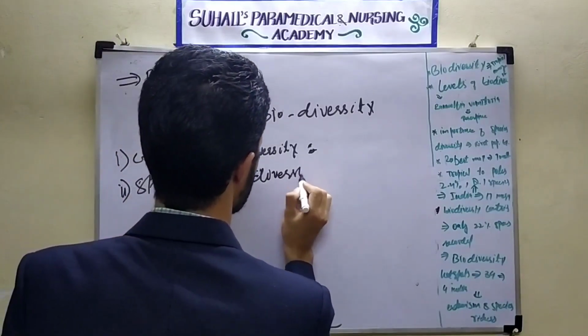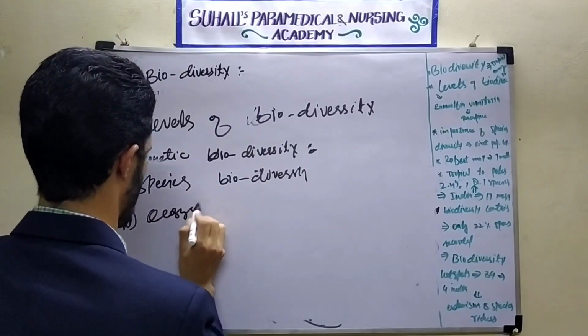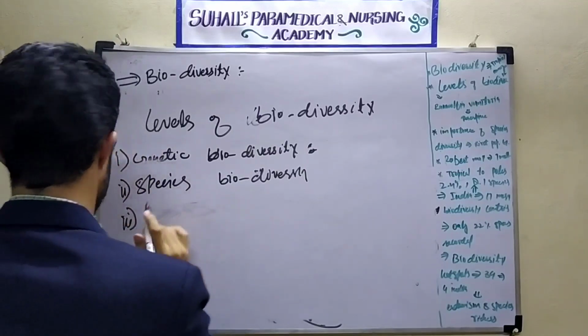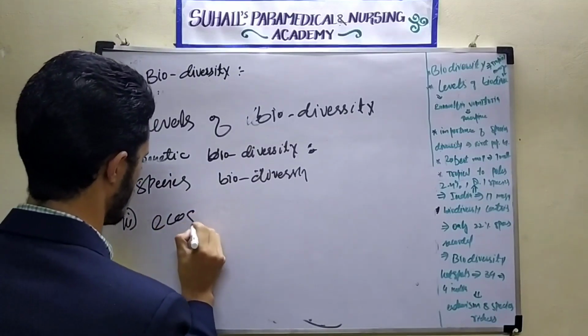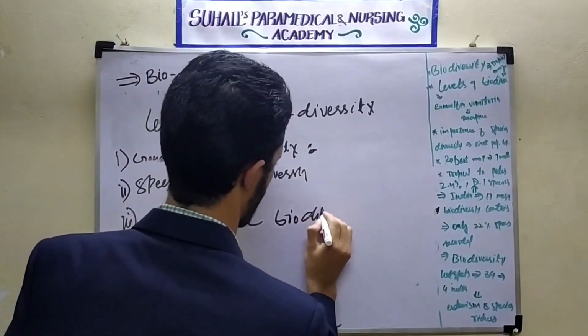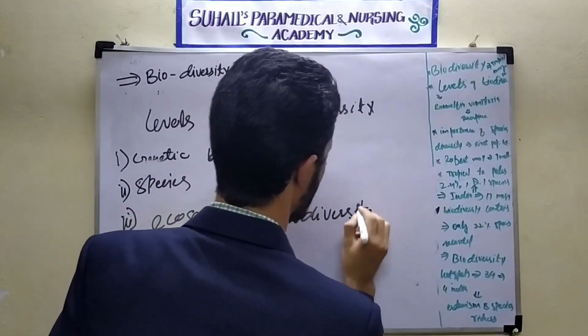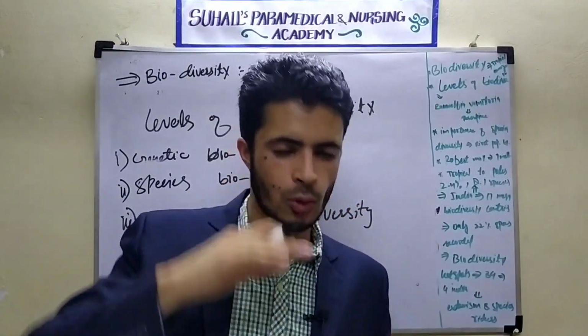Now the third point is ecosystem biodiversity. So biodiversity at the ecosystem level. Now we are going to find the biodiversity at the ecosystem level.